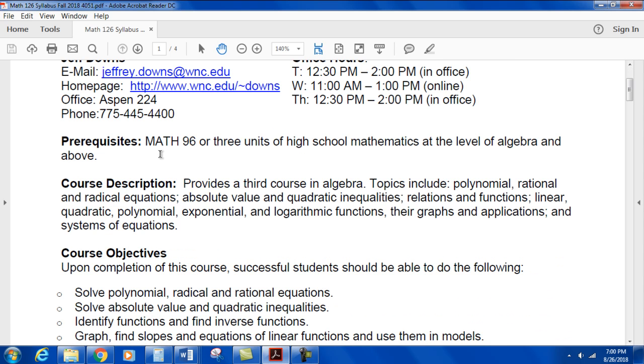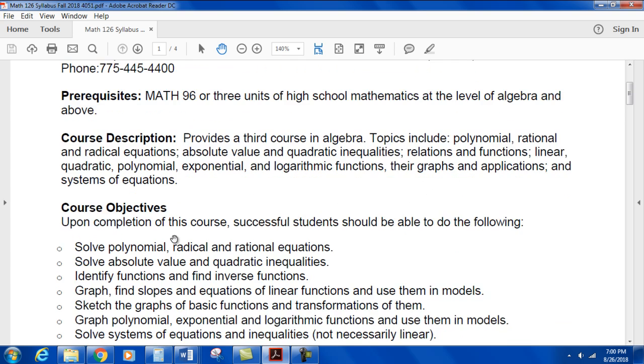Okay, prerequisites: Math 96 or 3 units of high school mathematics at the level of algebra and above. Course description: provides a third course in algebra. Topics include polynomial, rational, and radical equations, absolute value and quadratic inequalities, relations and functions, linear, quadratic, polynomial, exponential, and logarithmic functions, their graphs and applications, and systems of equations.